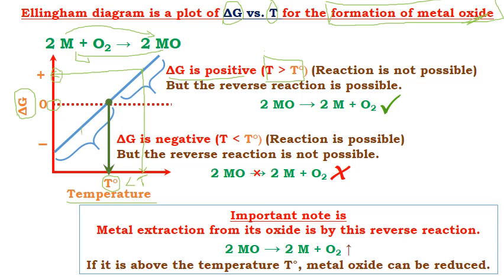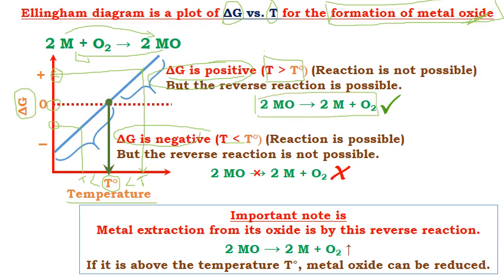Similarly, let us take a point in the lower segment. If T is less than T0, then delta G becomes negative. The thing is, if delta G is positive, then T is greater than T0. If delta G is negative, then T is less than T0. And all these predictions are for the formation of the metal oxide. What we need is the reverse of this reaction.